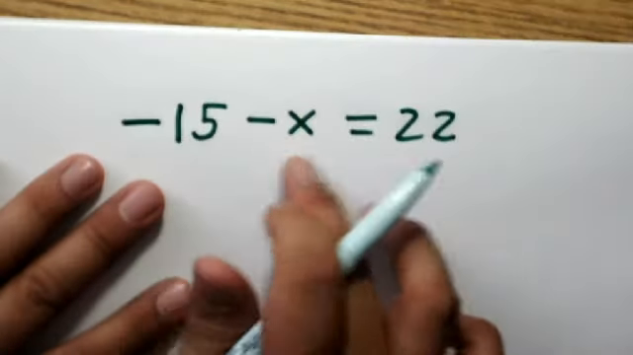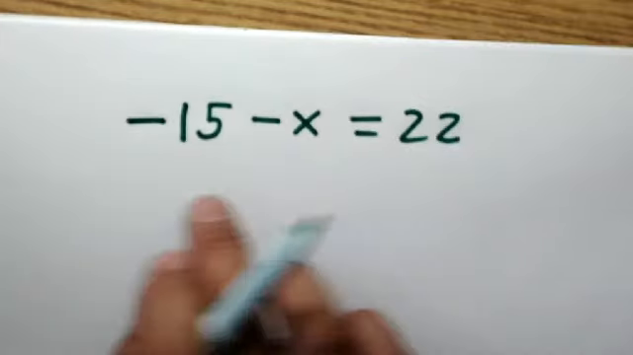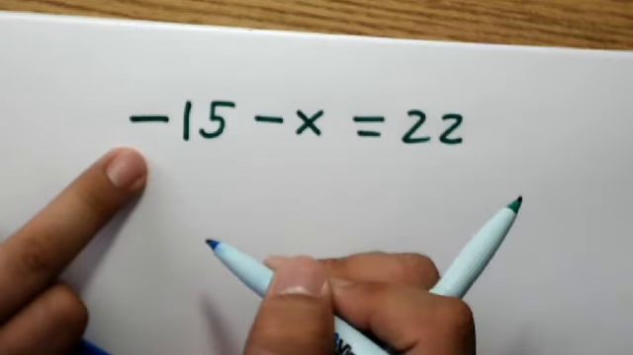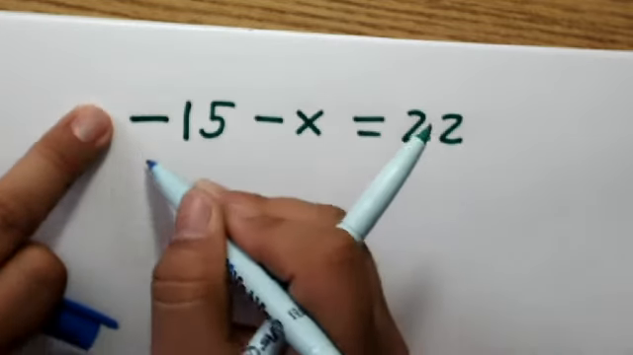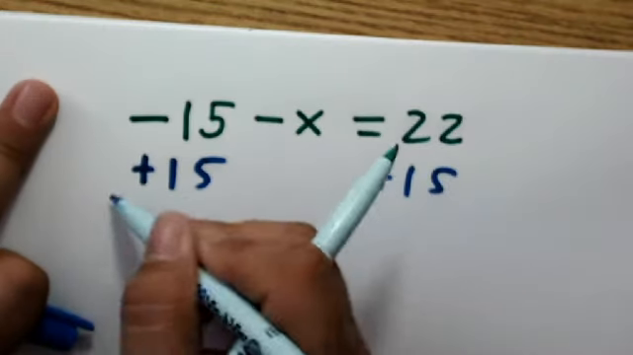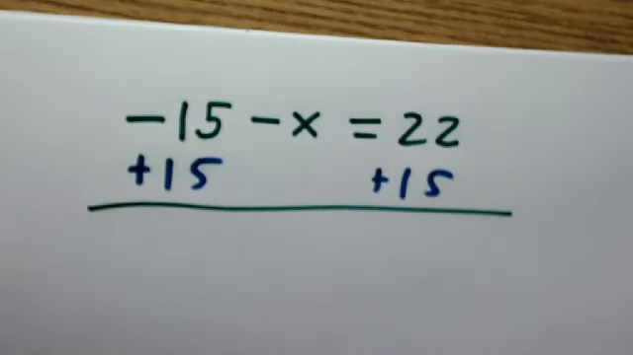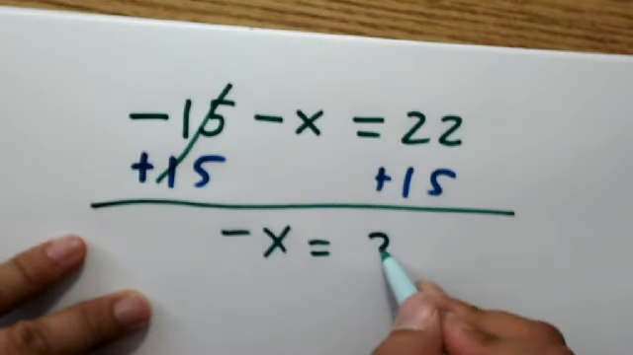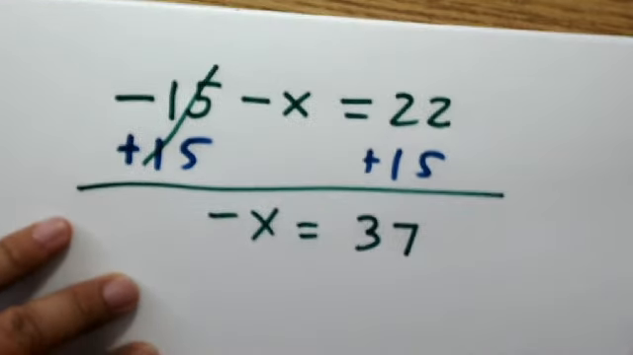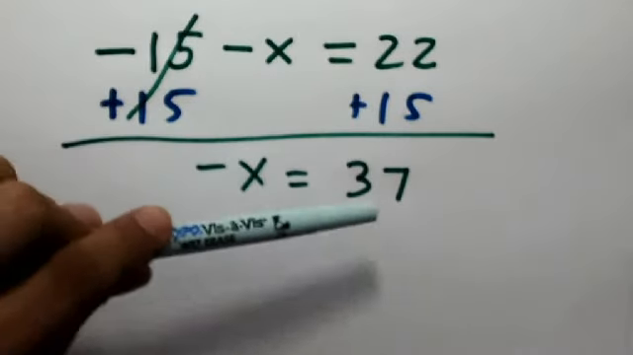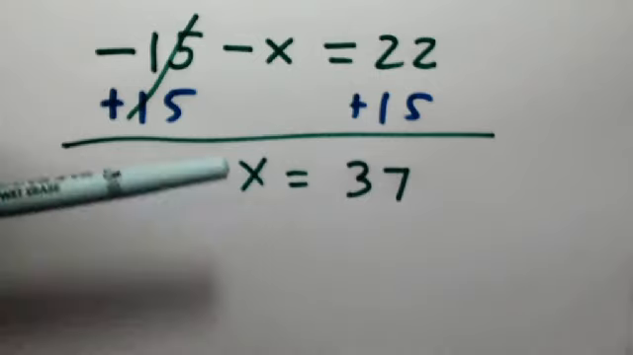We're solving for x, right? Therefore, the first step would actually be to add 15, right? And add 15, add 15. Now this would give us negative x equals 37, right? Think about it. If negative x equals 37, what's the value of x?